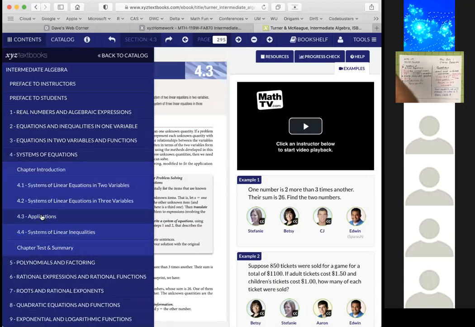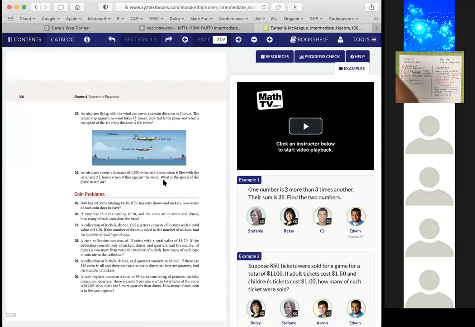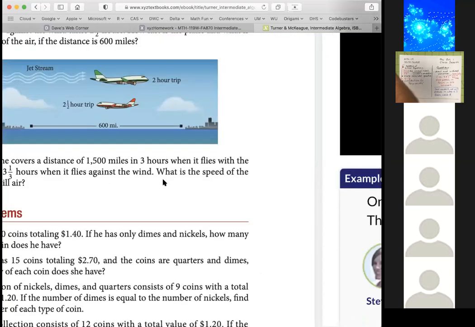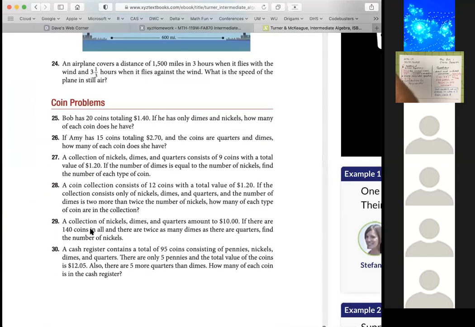So I'm looking at section 4.3 applications, and let's just warm up on a mellow one, and then we'll try harder ones. I'm looking at this very, very mellow one. And you probably have seen problems like this before, and you say, what in the world? There is no practical need for this problem. But look at 25, just for fun.